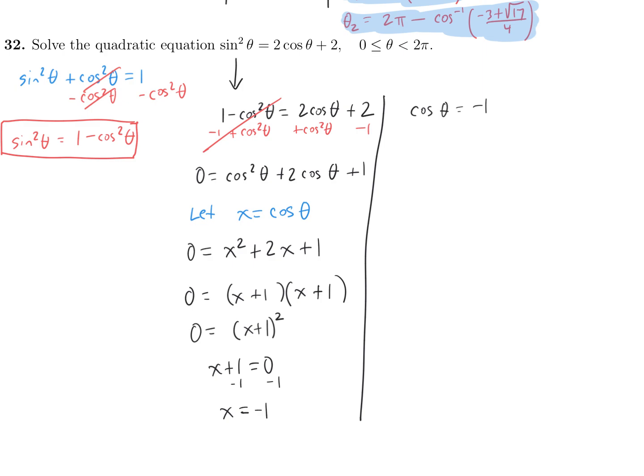If you look at your unit circle, you will see that cosine has a coordinate of negative 1 when theta is equal to pi. And since they only want the solutions that are on the interval from 0 to 2 pi, we do not need to find all the coterminal solutions. So that takes care of this problem.